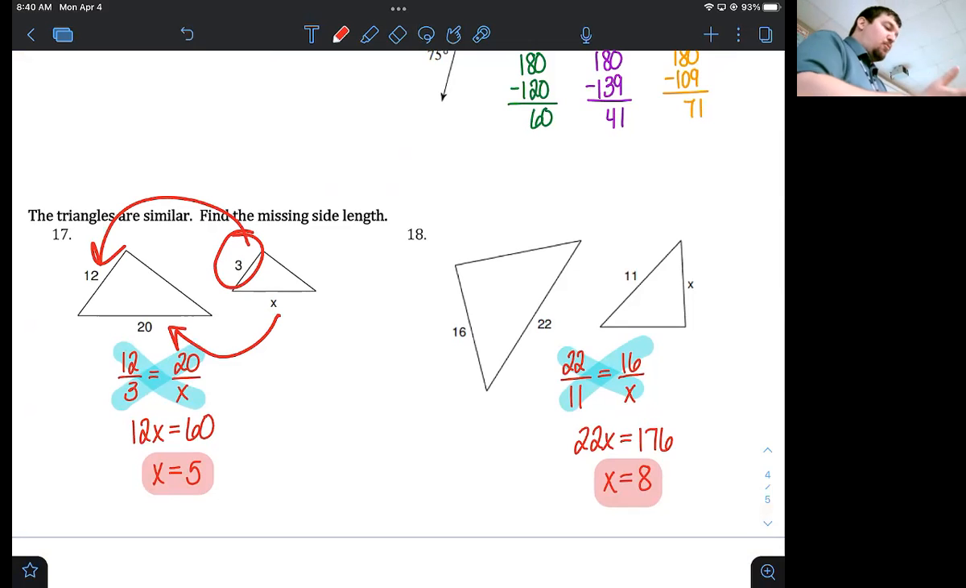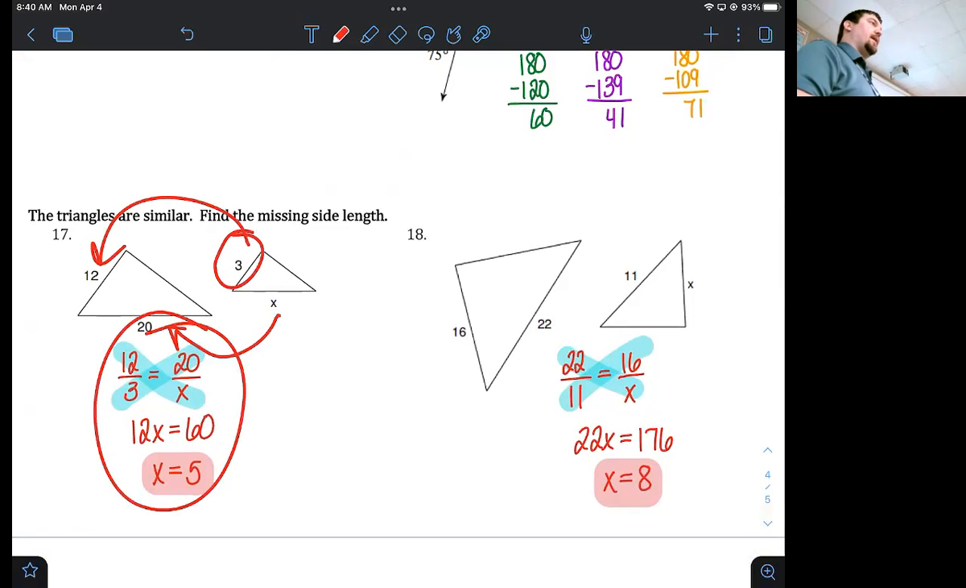Except today, they won't be all that easy where we can just use mental math. We might actually have to use the proportion. Okay, some of them will be that easy. Some of them you'll look at and you're like, oh, that's just times by 2. Some you can use mental math and some you have to rely on the proportion.